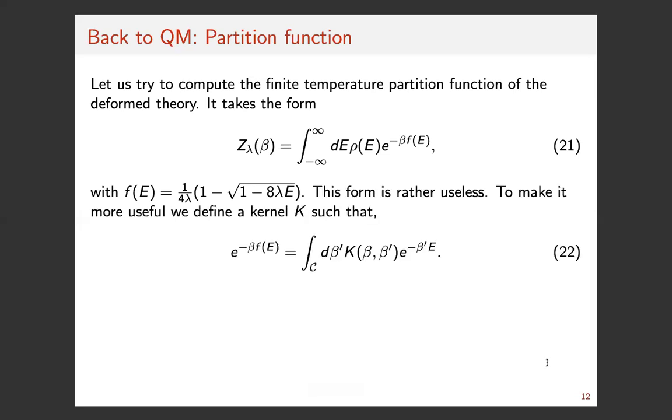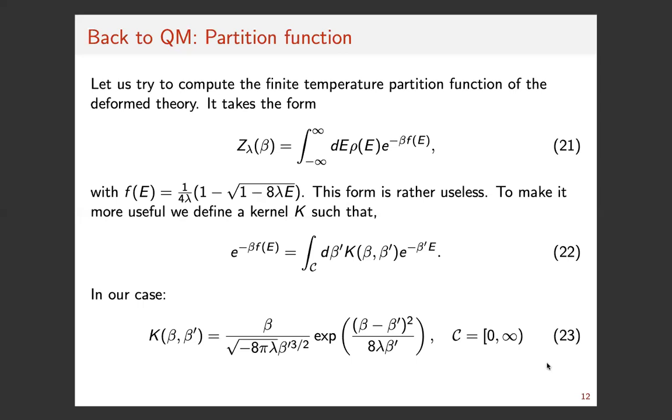To make it a bit more useful, we're going to define a kernel K, defined in equation 22. This kernel transforms the usual Boltzmann factor, e to the minus beta prime e, to the Boltzmann factor we want, e to the minus beta f of e. And luckily, for this particular deformation that we consider, this f of e, we can find a closed form expression for this K. So this equation 23 is the kernel for the holographic deformation.